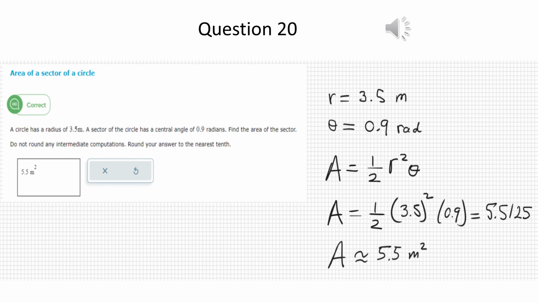Okay, 20 is easy. Everything is given. It's given the radius, 3.5 meters. It's given the angle in radians, nice, 0.9 radian. And find the area of the sector of the circle that corresponds with the angle. So just plugging in the formula: 1/2 times 3.5 squared times 0.9, multiplication, and round off your answer to the nearest tenth, it is 5.5.